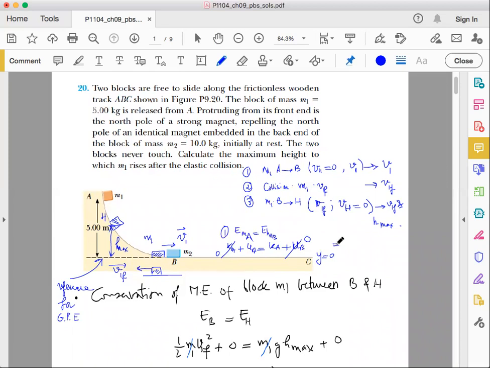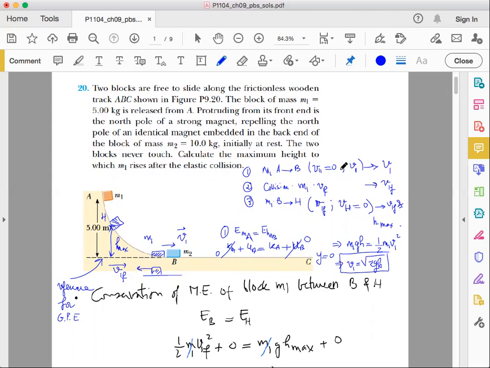And so from here we end up with the following. M1 times G times H, this is the gravitational potential energy of M1 at point A, is equal to half M1 times V1 squared. And from here you can deduce that V1 is equal to the square root of 2GH. That's it. Okay, so that was step number 1 from the first part of the motion.